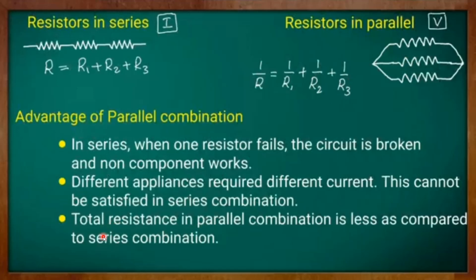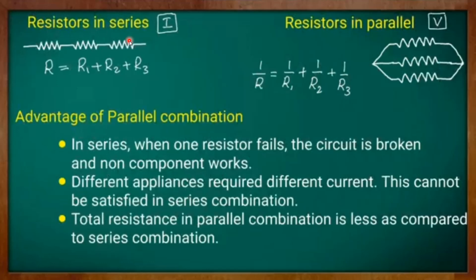The third advantage: the total resistance in parallel combination is less as compared to the series combination. See here, the total resistance R in series is nothing but the sum of the resistances. The resistances from the three resistors are added up. Whereas in parallel connection, the resistors are added with the reciprocal. If suppose the resistance R1 is 2, then 1 over 2 is nothing but 0.5. So the equivalent resistance will be decreased in parallel compared to series.